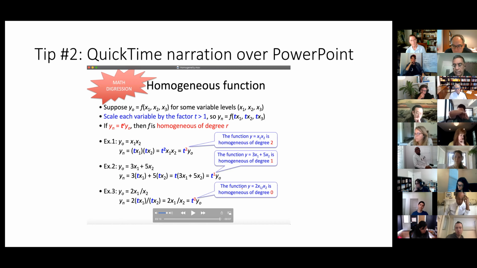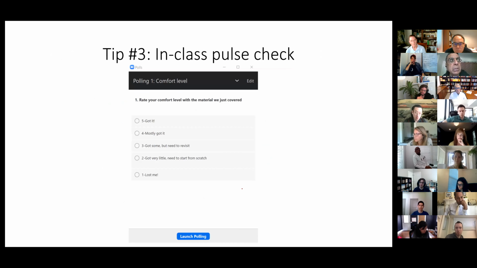I use that mainly for the asynchronous materials. That seems to be something that a lot of people are doing, which makes a lot of sense to me. But I also use an in-class pulse check. I've set up one of my first polls on Zoom, which I call comfort level. So 5 is got it, 4 is mostly got it, 3 is got some but need to revisit, 2 is got very little, need to start from scratch, and 1 is lost me.